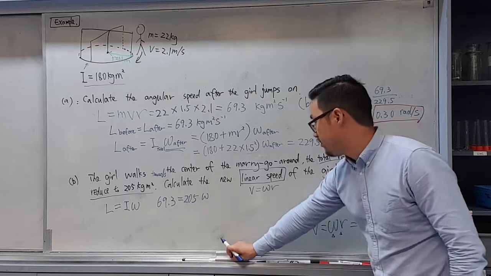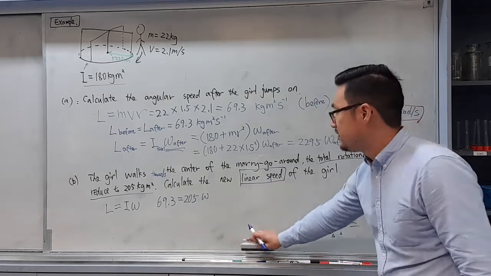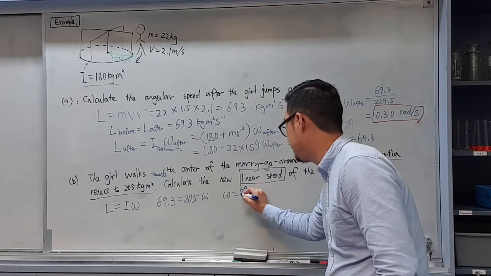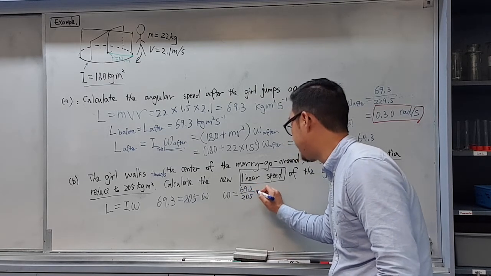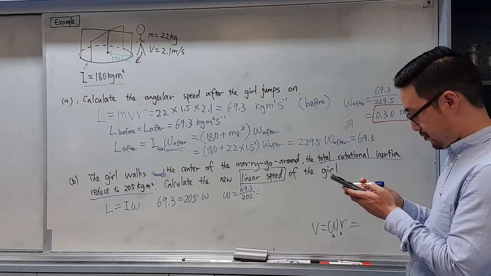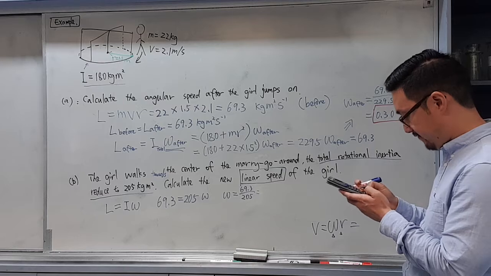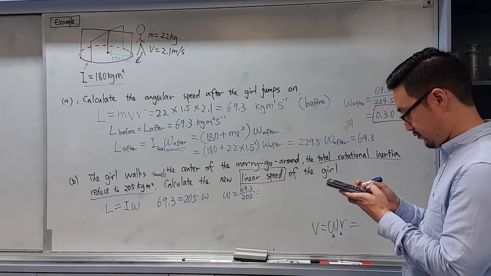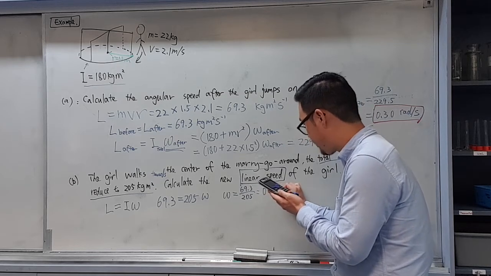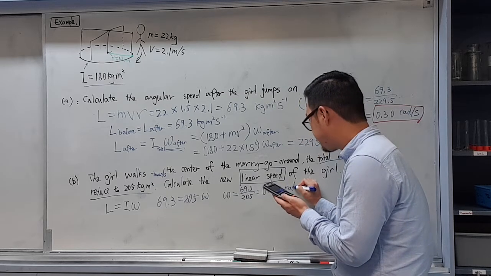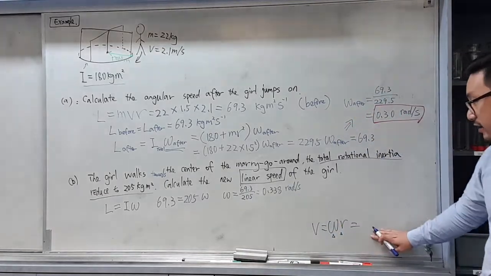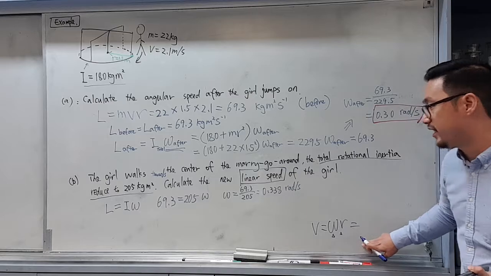Great. With this, I'm just going to pull this away. Now I can actually find how big omega is. 69.3 divided by 205. That will give me 0.338 rad per second. I'll leave a few significant figures here and round at the end. All right, great, so now I've found omega.